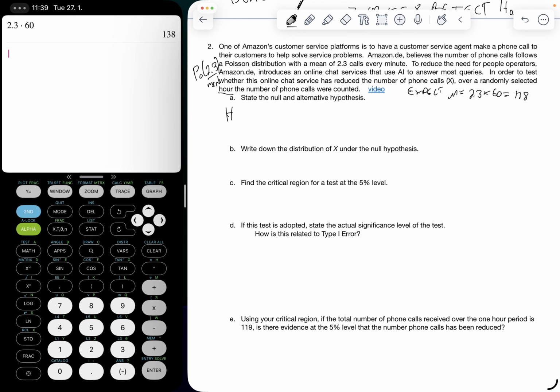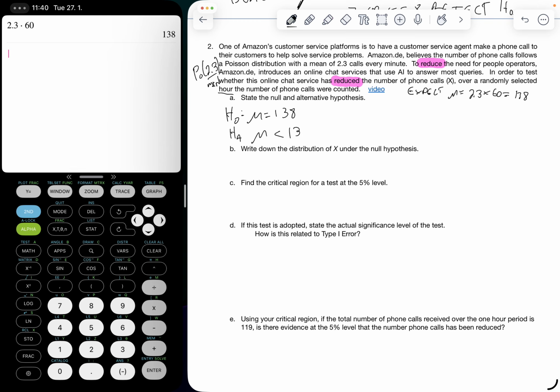Well, the null hypothesis is going to be that the average is 138, all right? So they believe it follows a Poisson distribution. We're just testing to see if the average has changed, right? So 138. And then the alternative, so they use the word reduced a couple times here, right? So they want to see if we have reduced the number of phone calls. They also say to reduce the need for people operators, right? So we want to see if this has gone down. So has our average gone down?